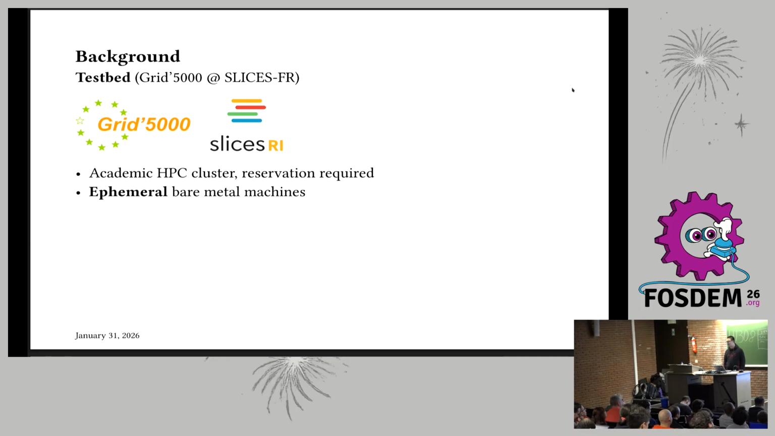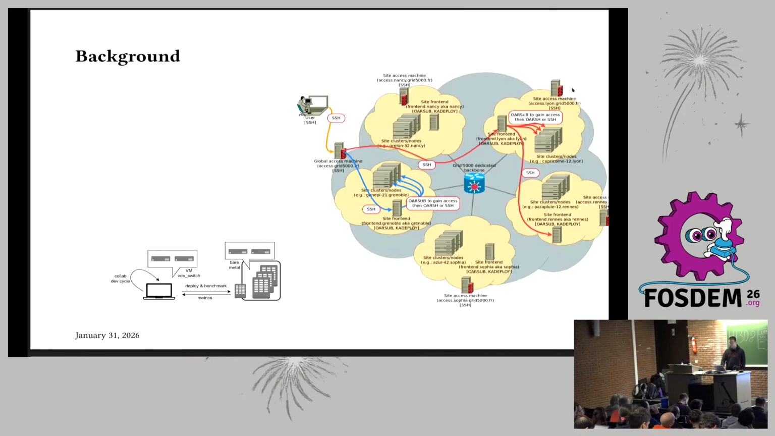So what is a testbed? A testbed is like a regular production system, but the code running on there is ephemeral, so it's short-lived. And for this specific testbed, it's called Grid'5000. It's a part of SLICES-FR, and it's a pretty big pan-European HPC project they're doing. Most of their stuff is open source.